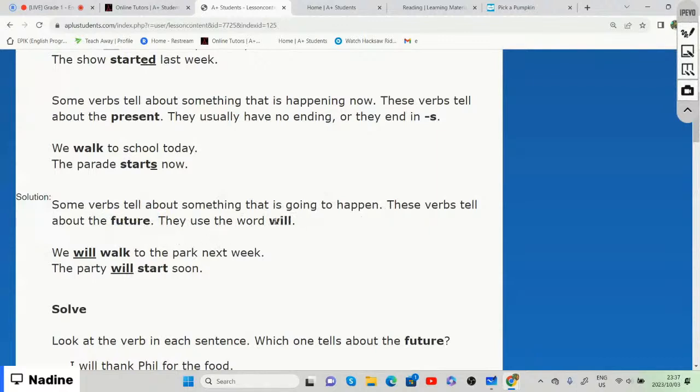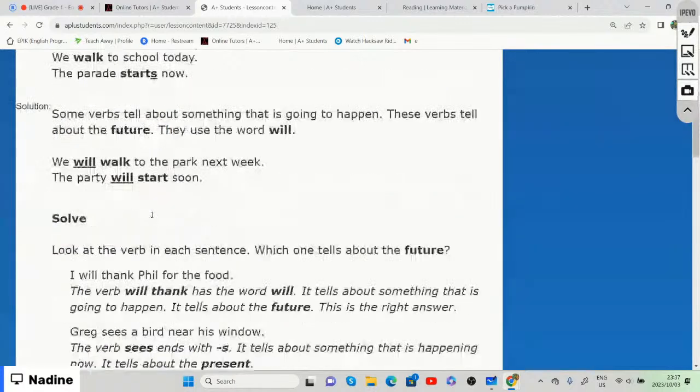And we use the word will in the sentence. For example, we will walk to the park next week, meaning that you did not walk yet because it's not next week yet. So we will walk to the park next week. And the party will start soon. So will gives us an indication that it is going to happen in the future.